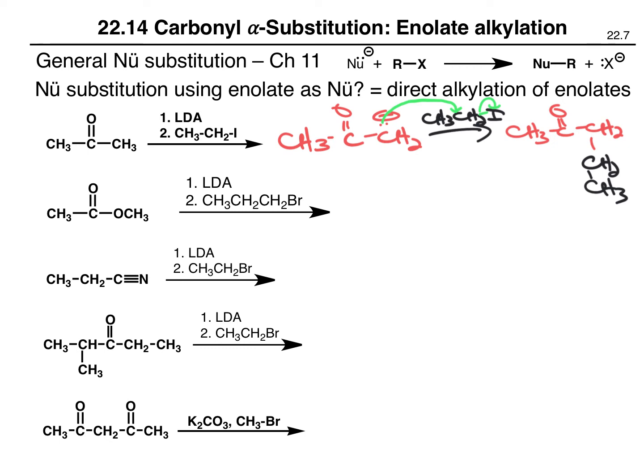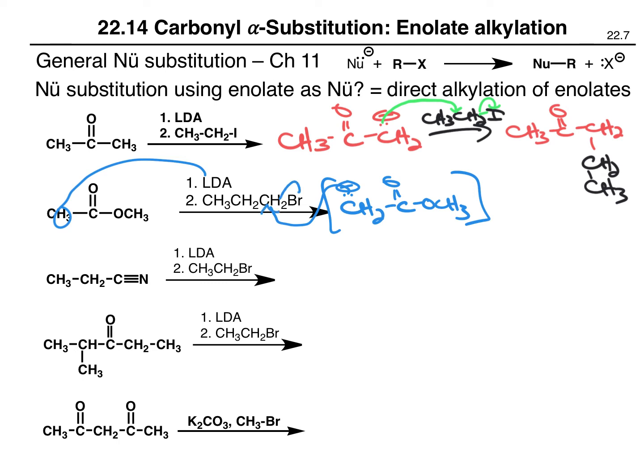This approach is also useful with esters. So if this ester is treated with LDA, then we're going to generate, first of all, some of this enolate. And then this enolate can react with the propyl bromide, share its electrons with the carbon, push away bromine as a leaving group, leading to that alkylation product.